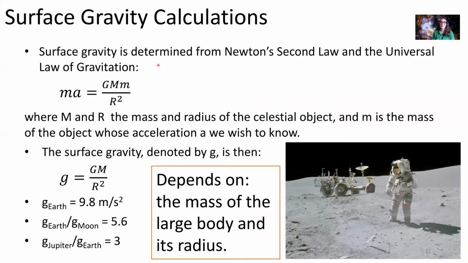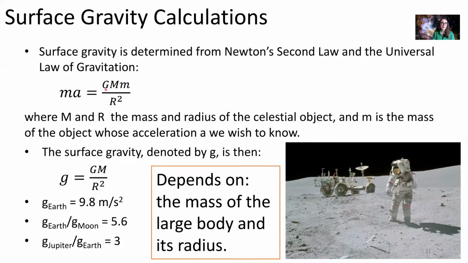The surface gravity of an object is determined from Newton's second law, our F equals ma, and the universal law of gravitation. We have to take our Newton's second law, that has to be equal to the gravitational force between the smaller mass, me, and the larger mass, which is the planet. So let's say I'm trying to figure out the acceleration due to gravity on our planet, on Earth. I've got my mass times the acceleration that I'm feeling as I'm on the planet, and that has to equal the gravitational force between Earth and me.